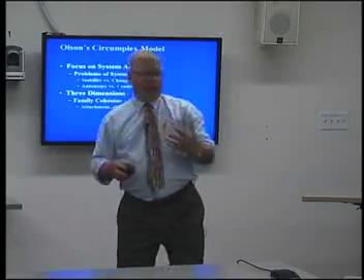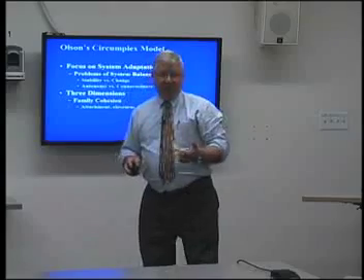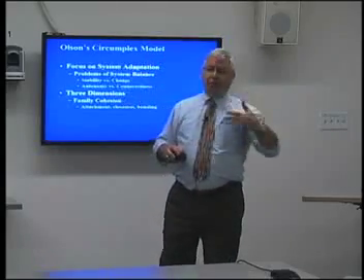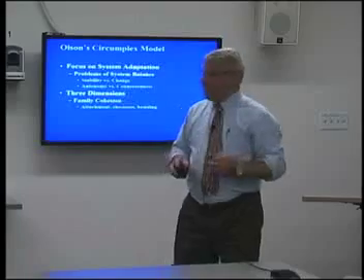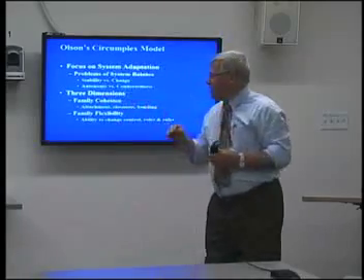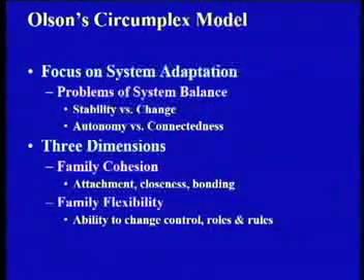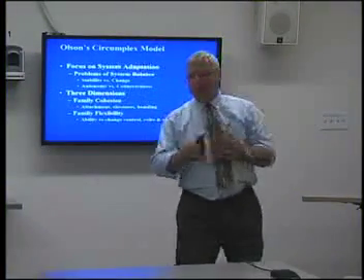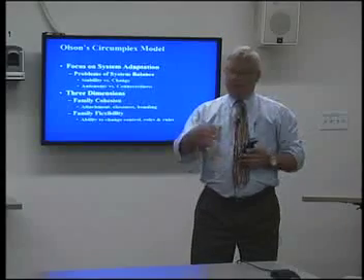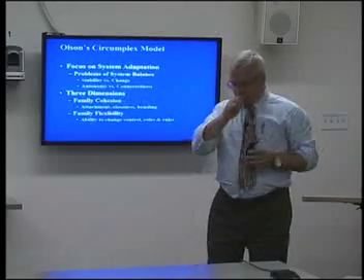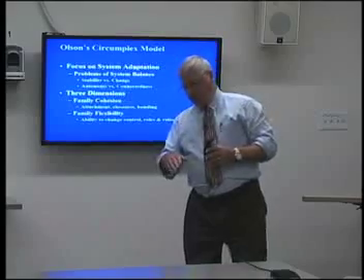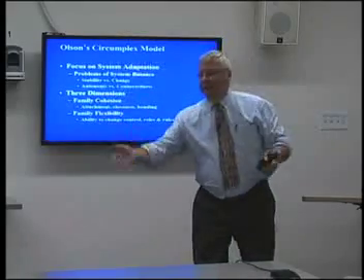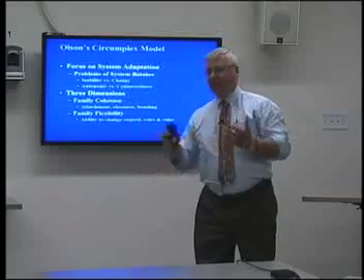Those are ideas of cohesion that are in Olson's model. And he says that families have to have some level of cohesion. We'll talk about how much in a minute. The second dimension is flexibility. This refers to the ability to change the systems of control, roles, responsibilities, and rules in the family. Families have a structure to them. They have a way of doing things, a way of making decisions, a way of accomplishing certain tasks. We've talked about this: taking out the garbage, washing the dishes, or doing the shopping.